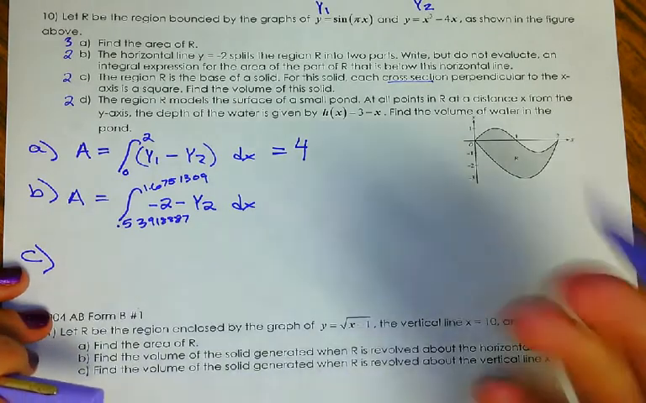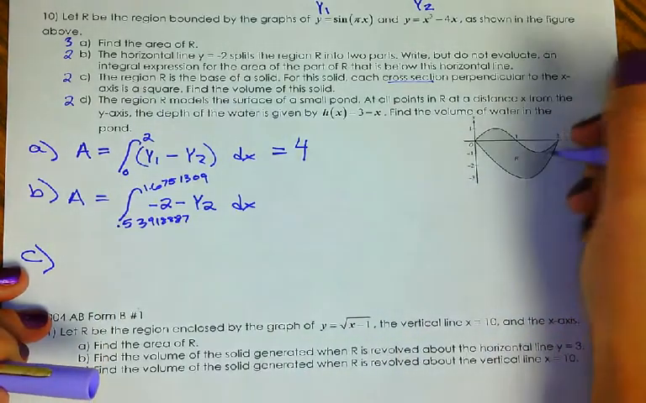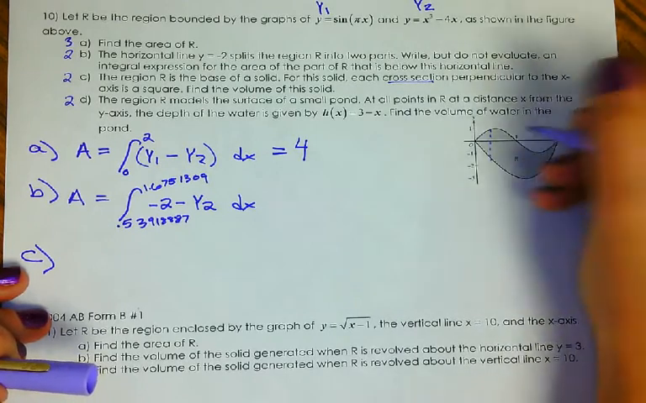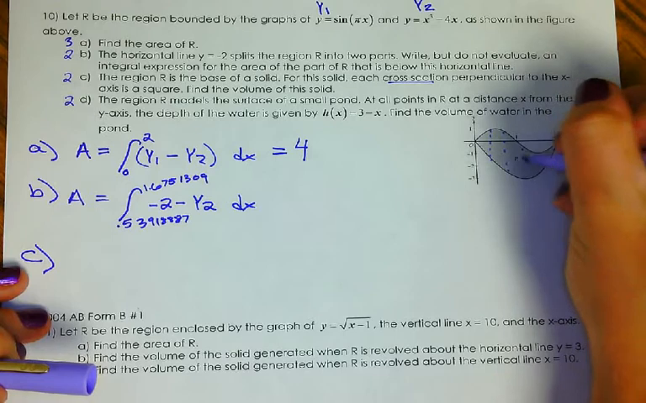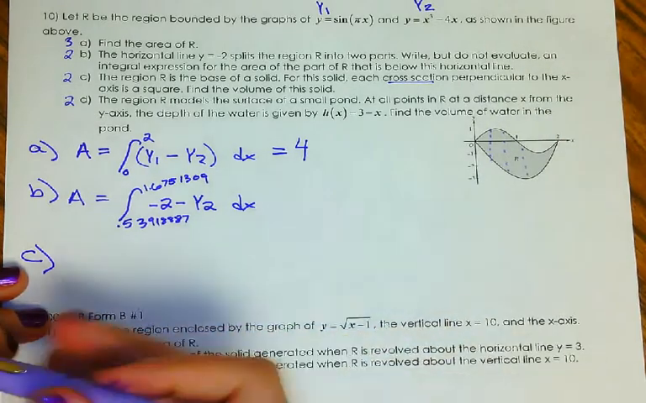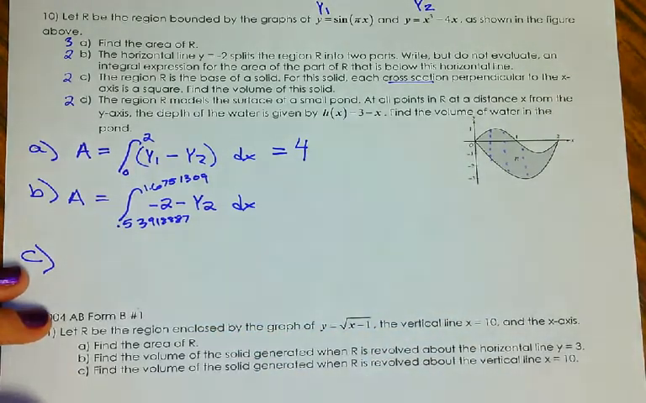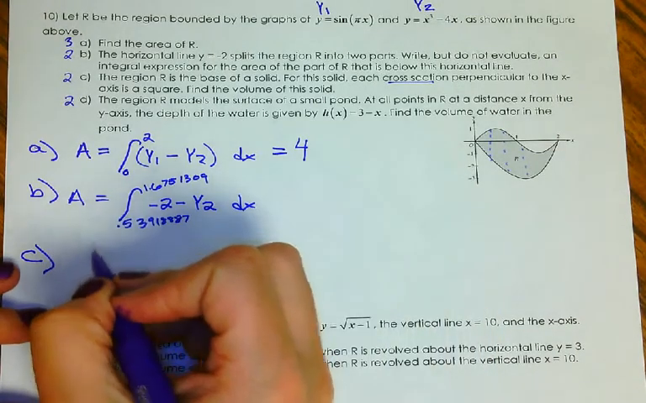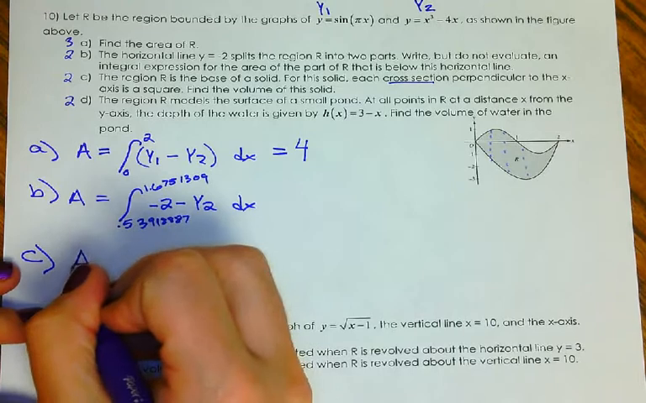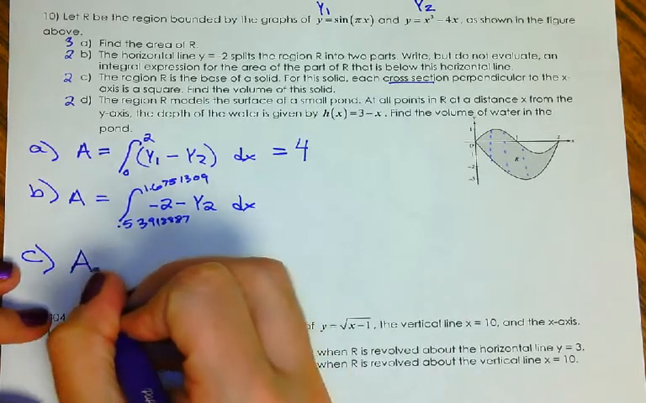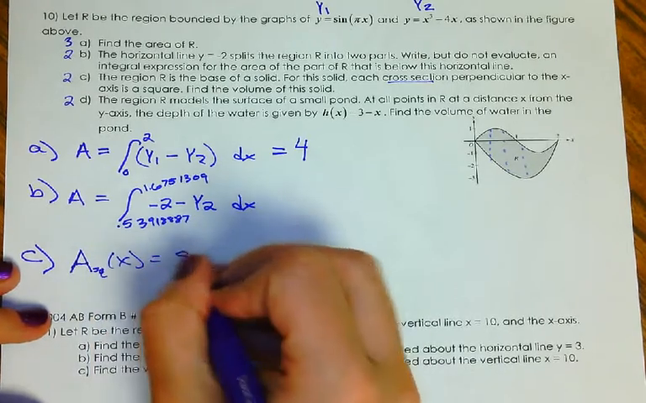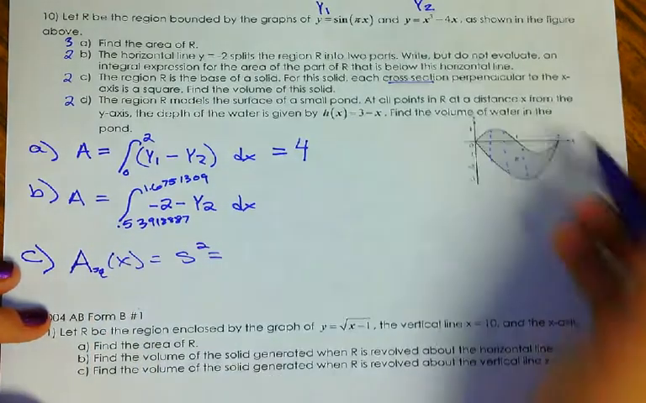Okay, and it's a square. So that means you're dropping in all these different cross sections like this, right? They're all squares. And so I need to find the area of a square first. So we know that the area of a square, with respect to x, because I'm perpendicular to x, is going to be side squared.